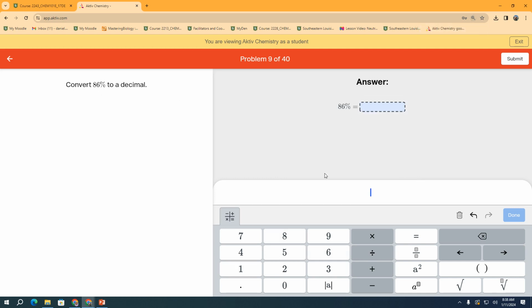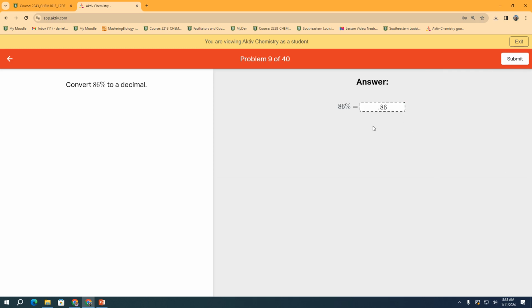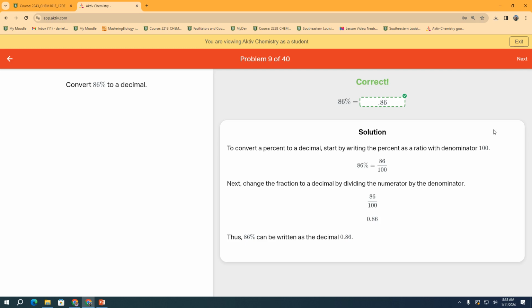So remember, for converting a percentage to a decimal, you're just dividing by 100. So that is 0.86. I enter that in. I click done. It puts it in there. And then I'll click submit. If it's right, it tells you correct. If it's wrong, it tells you have 2 more attempts, and you try that. All right.